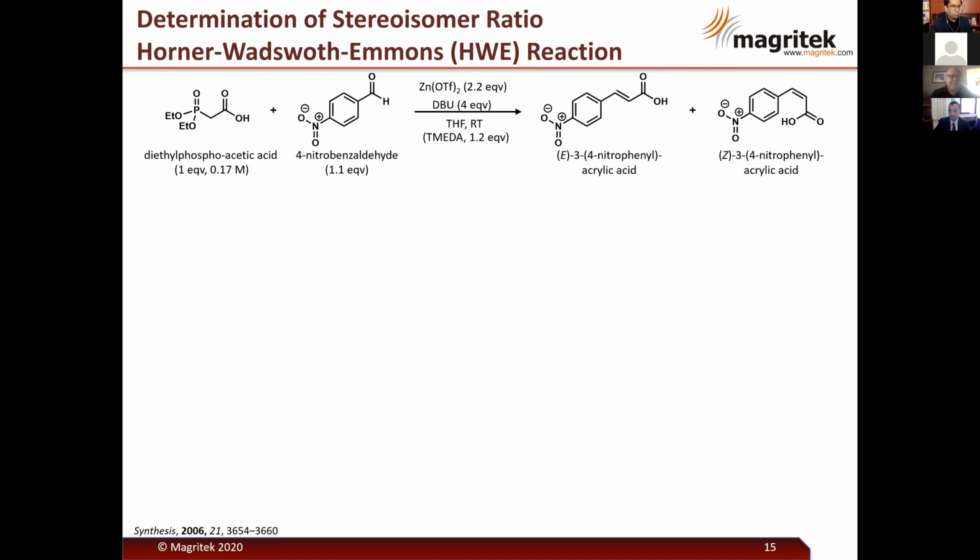So this is a HWE reaction with diethylphosphonoacetic acid and 4-nitrobenzaldehyde. The products of the reaction are both E and Z acrylic acid, as shown here. The HWE reaction can be stereoselective to form mainly the E product when T-meta chemical is used or is added to the reaction mixture. So using NMR to monitor this reaction, we can not only observe the reaction progress and obtain the kinetic data, but we can also determine the ratio or the amount of each product formed.